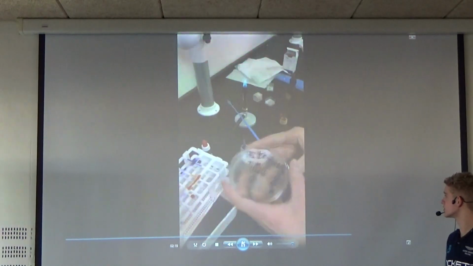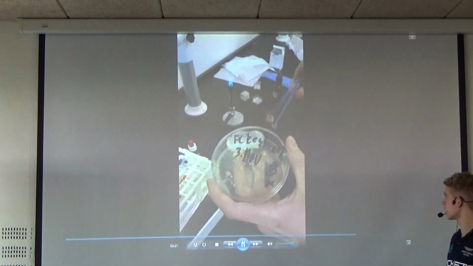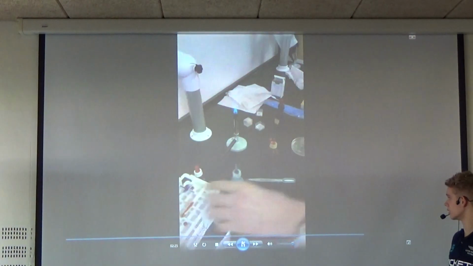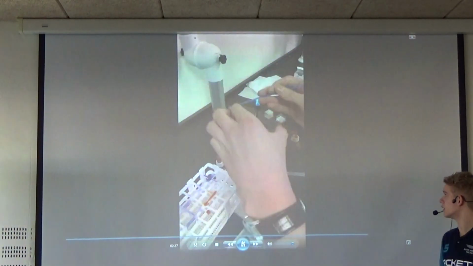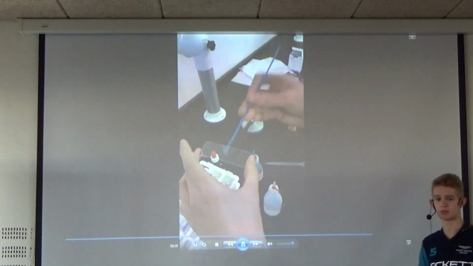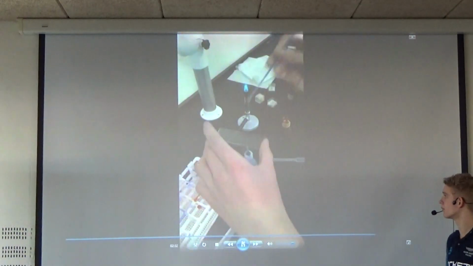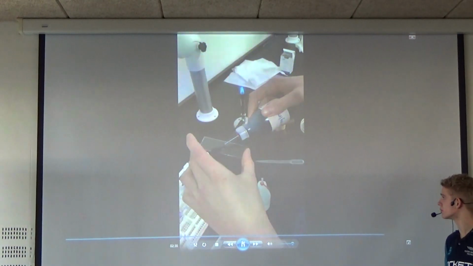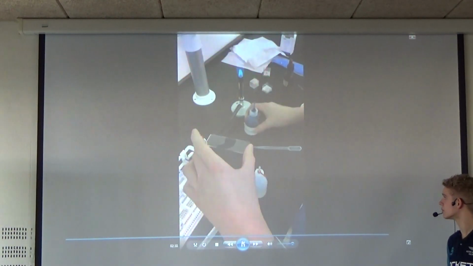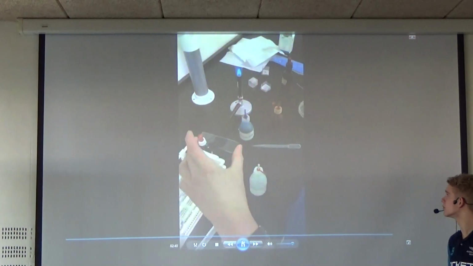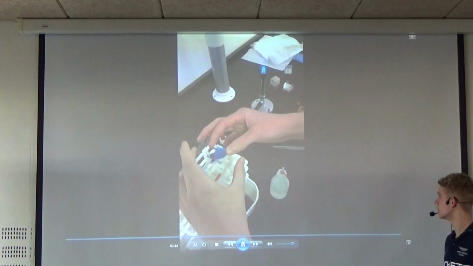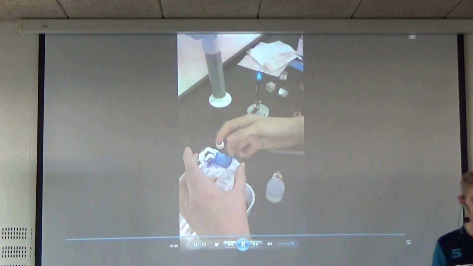So again, we transfer some of the, I think it's fungi cells now, over to the slide, and then we have to put on the color methylene blue. This will color the fungi cells blue. And now the slide is done too.